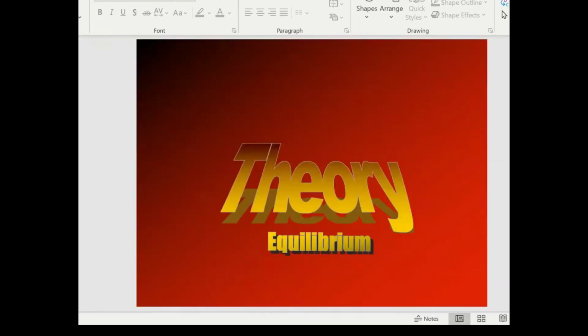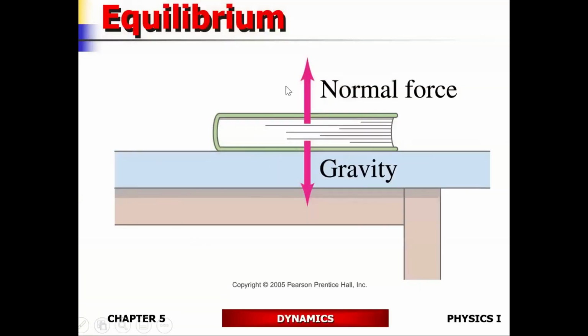Okay, so we're going to be dealing with equilibrium, which means that the net force is going to be 0 acting on the system. You got gravity pulling it down. You got the normal force. The net force is going to be 0. There's not going to be any acceleration.